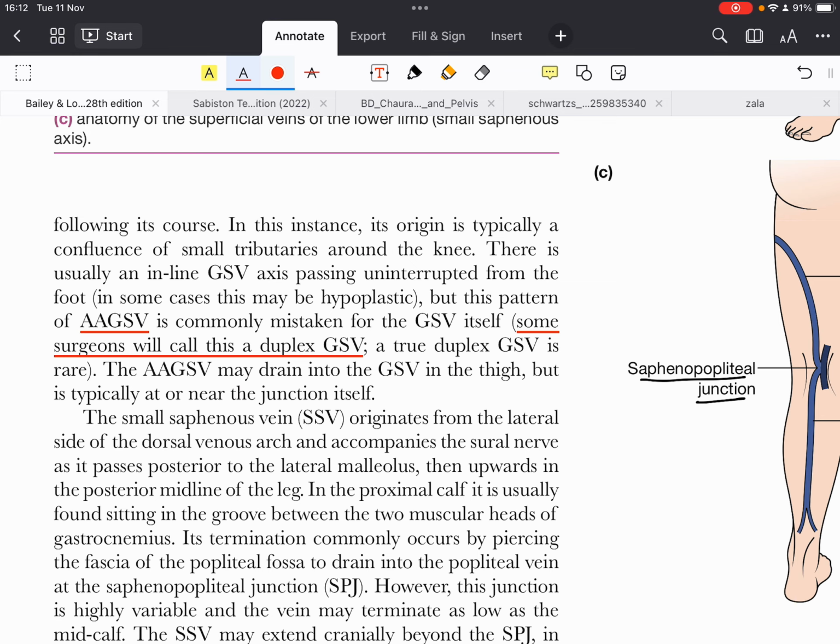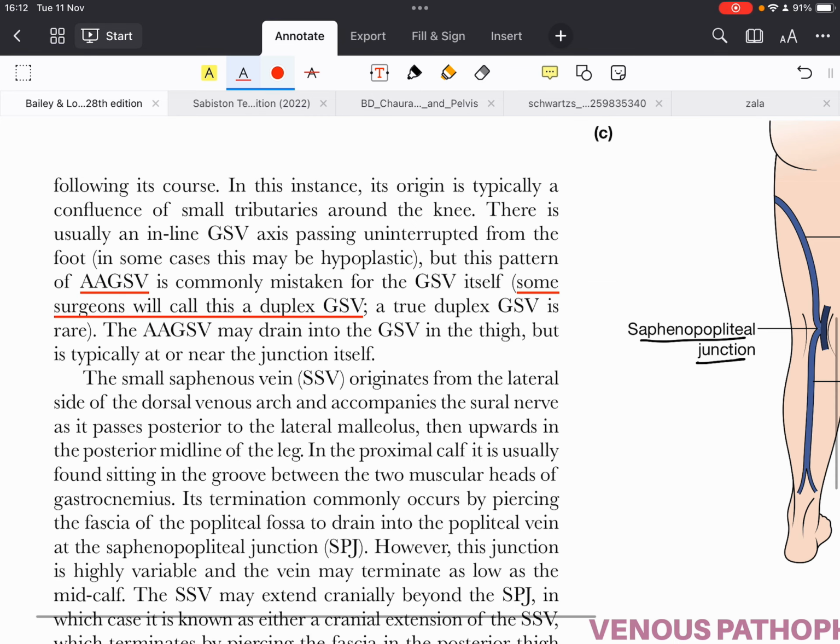Duplex GSV, AAGSV. A true duplex GSV is rare. The AAGSV may drain into the GSV in the thigh, but is typically at or near the junction itself.